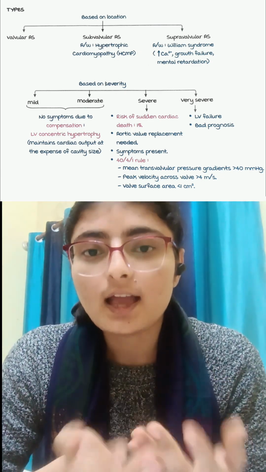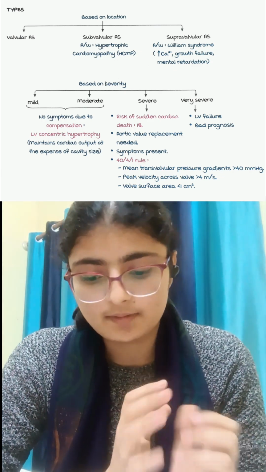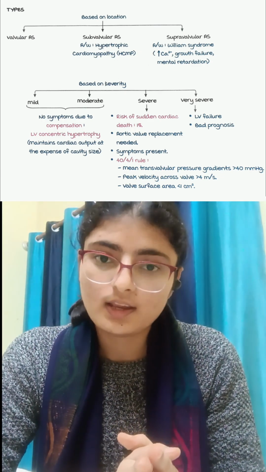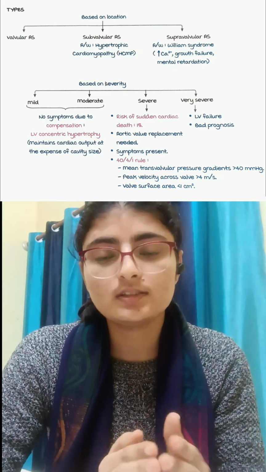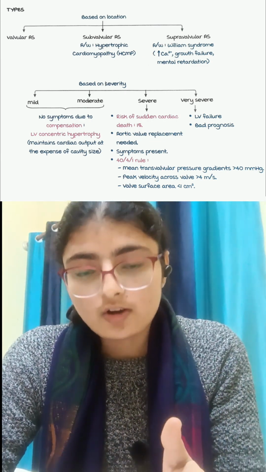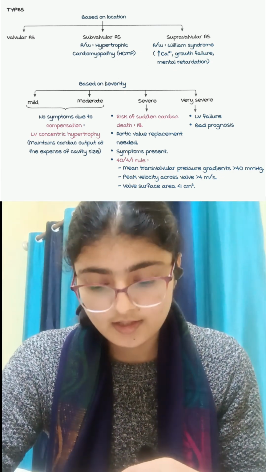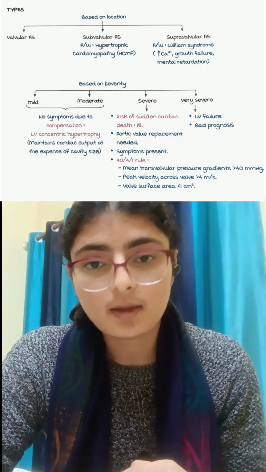Now, different types of aortic stenosis based on severity. It could be mild to moderate, in which compensatory changes take place in the left ventricle. The cardiac output is maintained at the expense of the left ventricle cavity size. In this, there is left ventricle concentric hypertrophy.